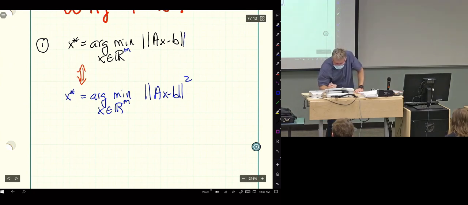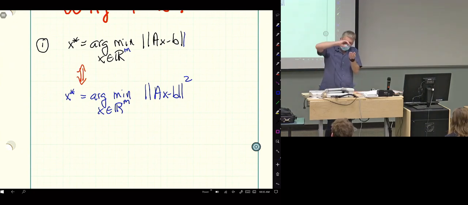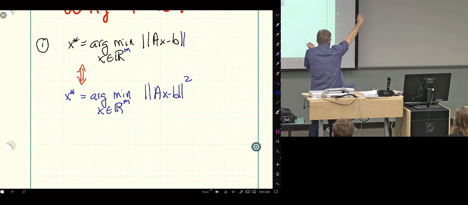And I want an extra line there. So the square root function is monotonic. It goes like this, okay? And so it preserves the order of where the minimum is when you square it, okay?